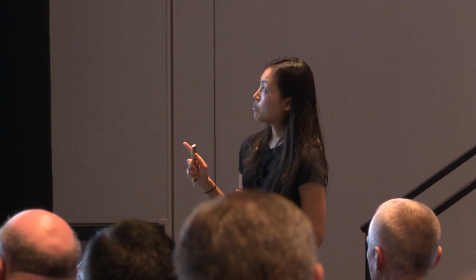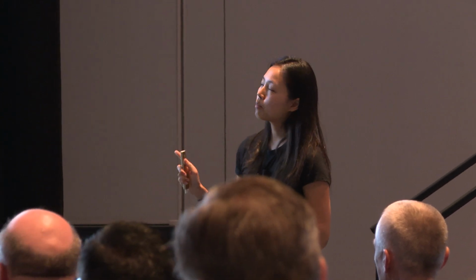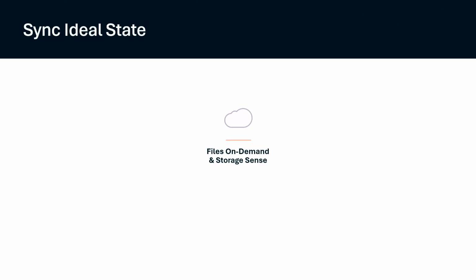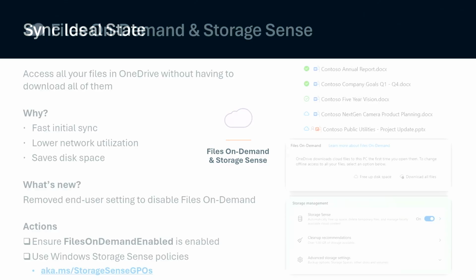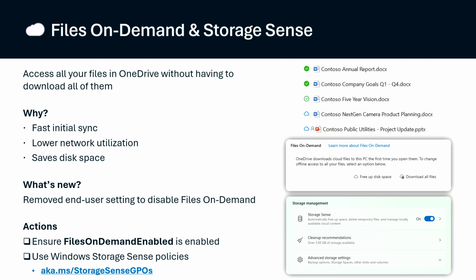I want to spend a little bit more time on the next 3. We have a couple of updates that I want to bring your attention to. So first, we have Files on Demand and Storage Sense. So what is Files on Demand? Files on Demand allows you to access all of the files in your OneDrive in the cloud without having to download all of them. So this allows you to have a fast initial sync since you're not downloading everything. It allows you to use lower network utilization, and ultimately it saves disk space because you're only downloading the files that you're actually going to access.